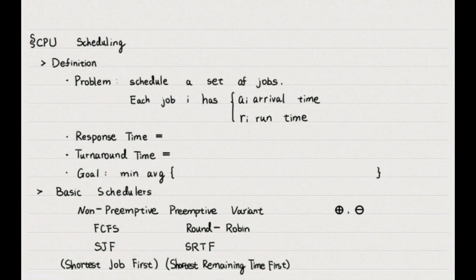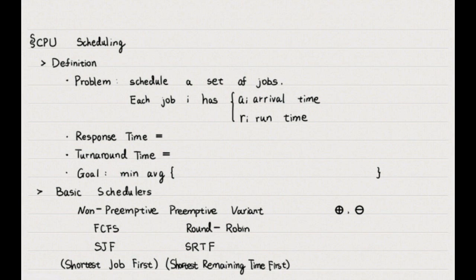Welcome back. In this unit, we will talk about CPU scheduling. The definition of scheduling is as the following. We want to schedule a set of jobs. Each job i has two given parameters: Ai, the arrival time, the time that job i arrives; Ri, the runtime, the time it takes for job i to complete.